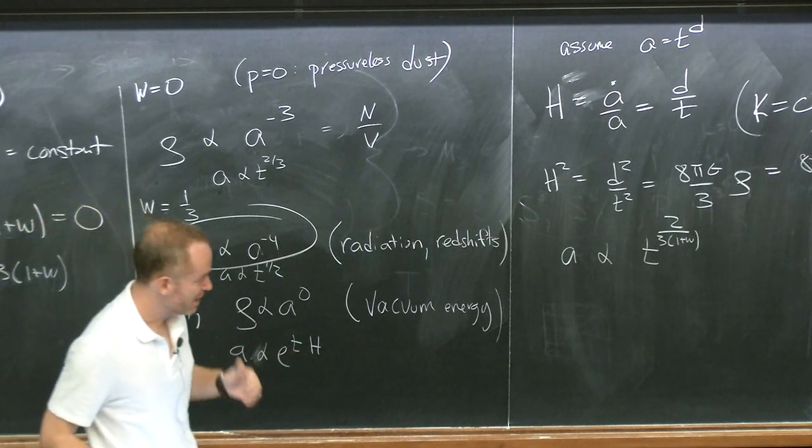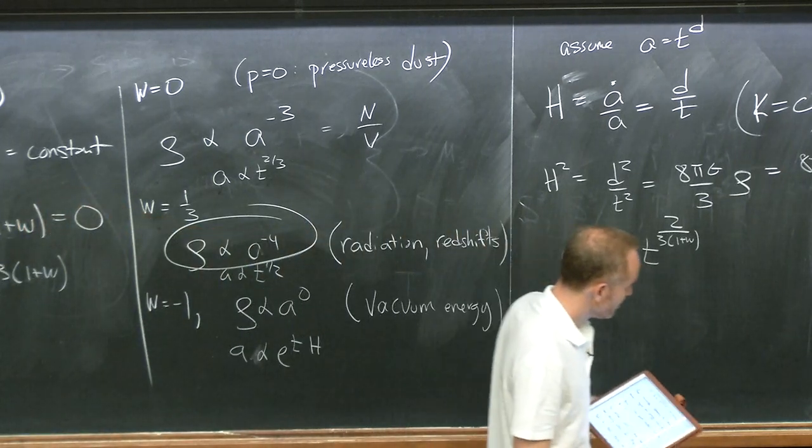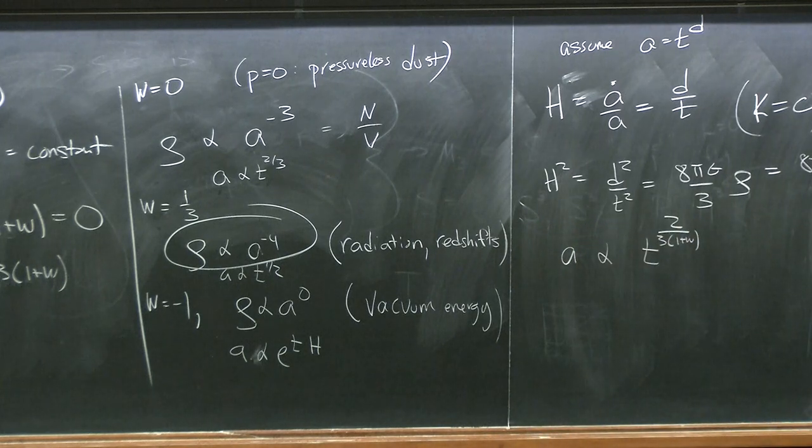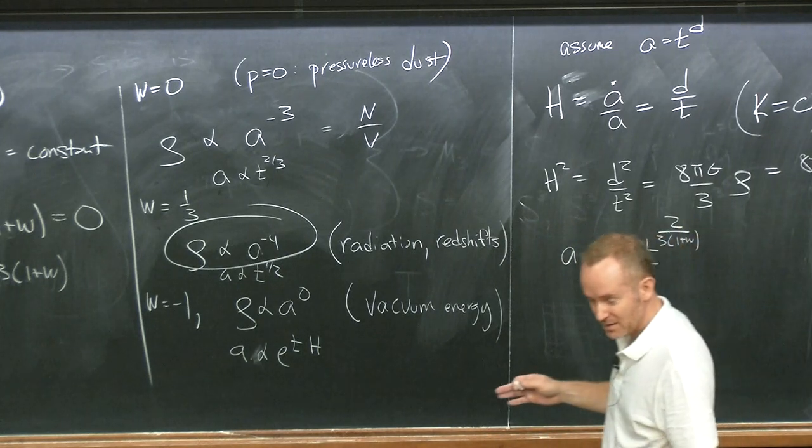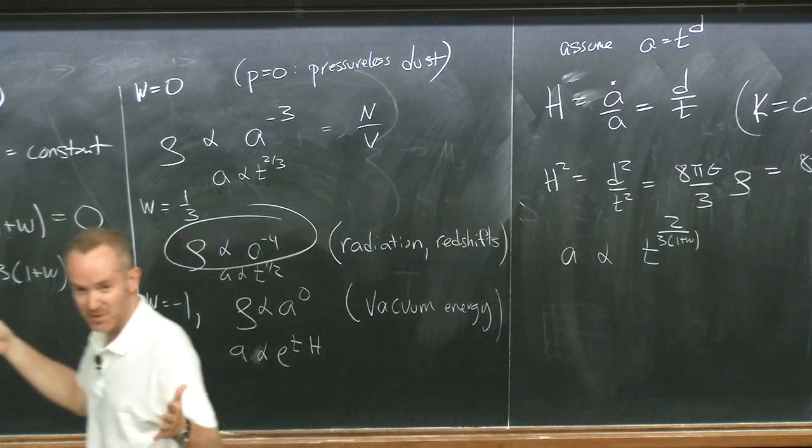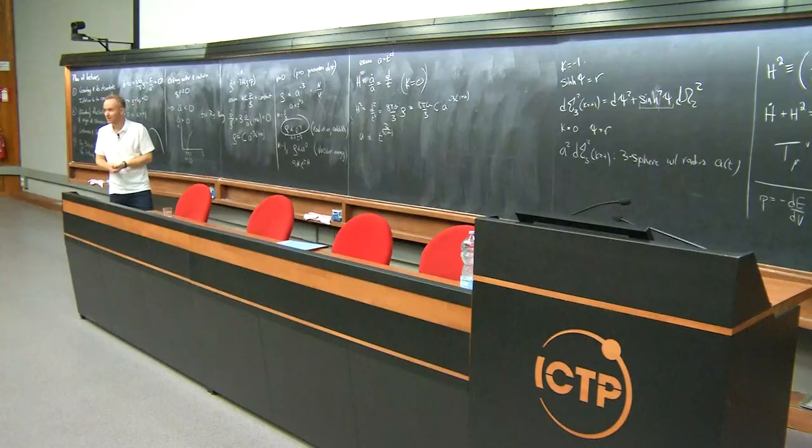In the history of our universe that we know of, those three periods we know very well. There was a period of radiation domination, then a period of matter domination, and now we live in a period of what seems to be vacuum energy domination.